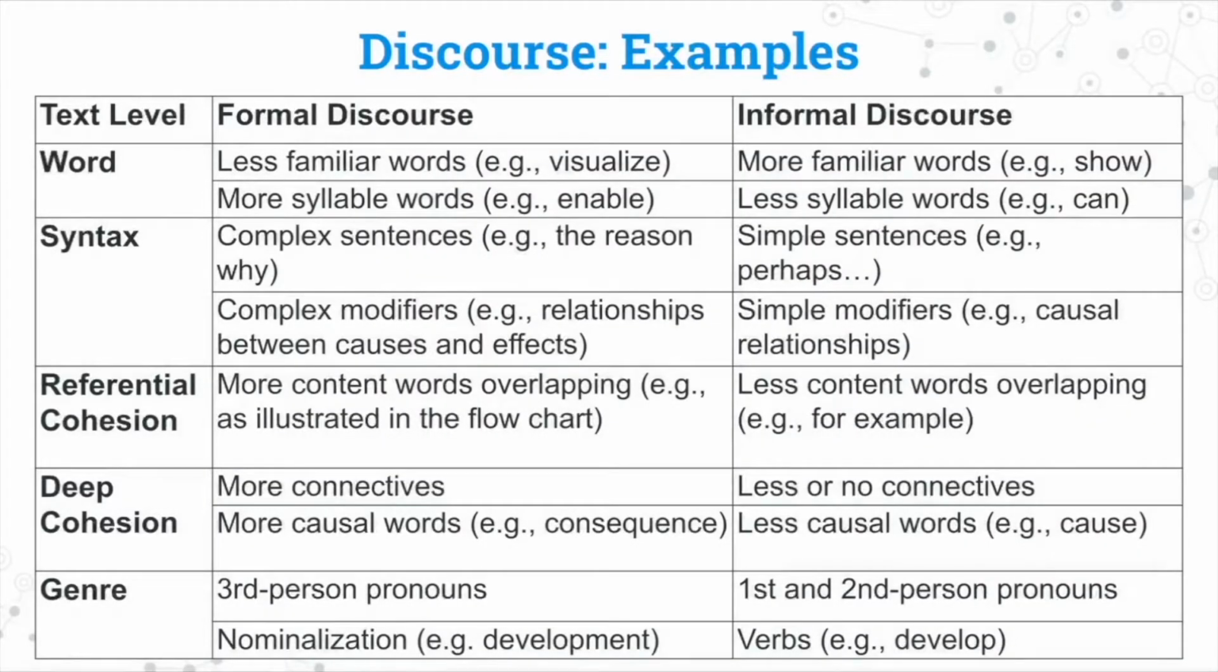We followed the multi-level theoretical framework and the pragmatic space framework to generate conversations of two agents in formal and informal languages, respectively. The guidance that determines language formality consists of 5 primary text levels. Words, such as familiarity or lengths of words. Syntax, such as complexity of sentences and modifiers. Referential cohesion, which refers to overlapping context words. Deep cohesion, or the use of connectives in causal words. Genre, or first and second pronouns versus third person pronouns.